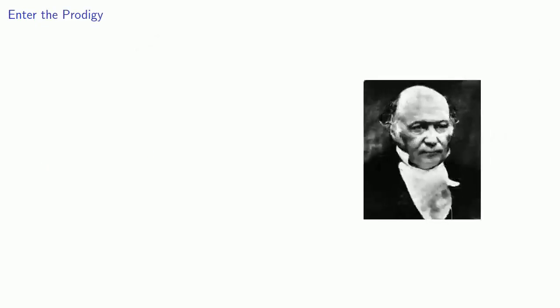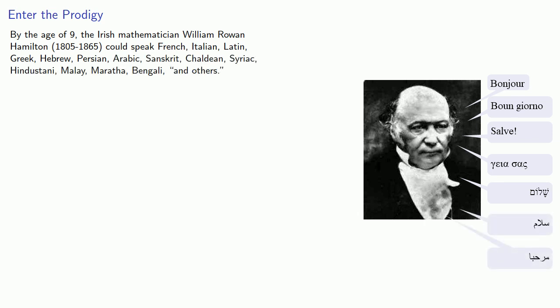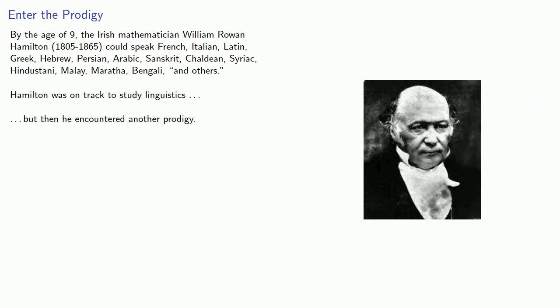Now let's talk about William Rowan Hamilton. By the age of 9, the Irish mathematician William Rowan Hamilton could speak French, Italian, Latin, Greek, Hebrew, Persian, Arabic, Sanskrit, Chaldean, Syriac, Hindustani, Malay, Maratha, Bengali, and others. Hamilton was on track to study linguistics, but then he encountered another prodigy.